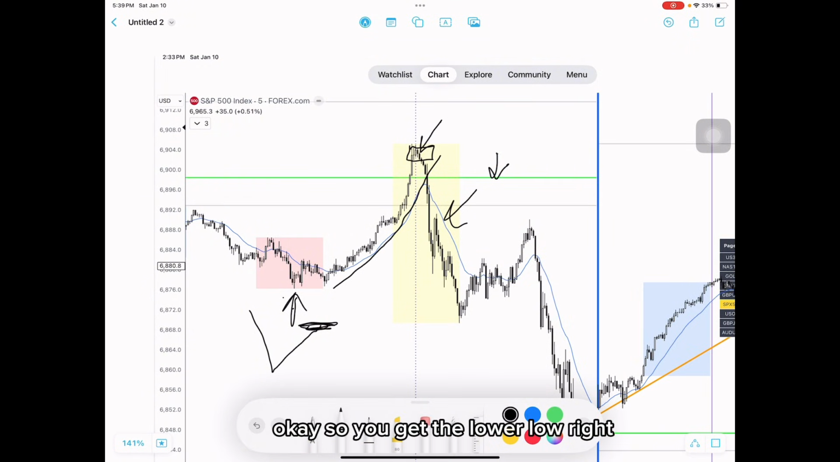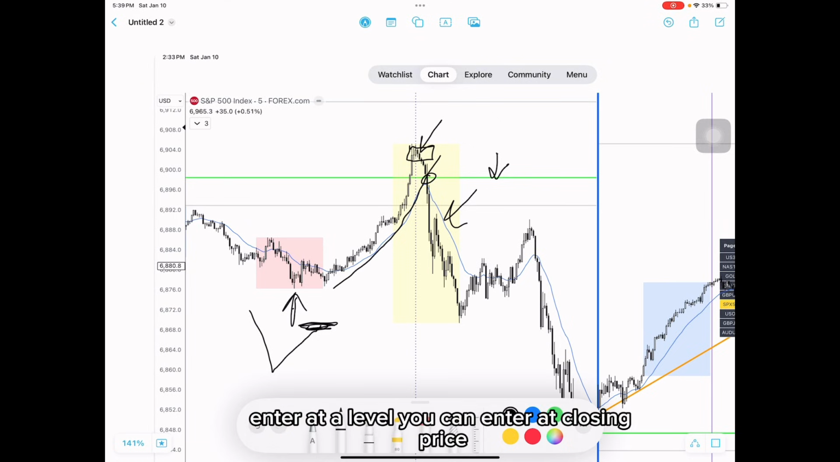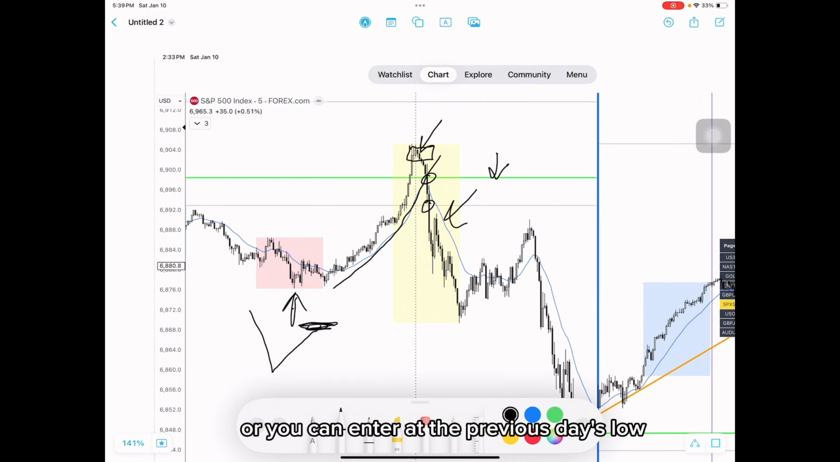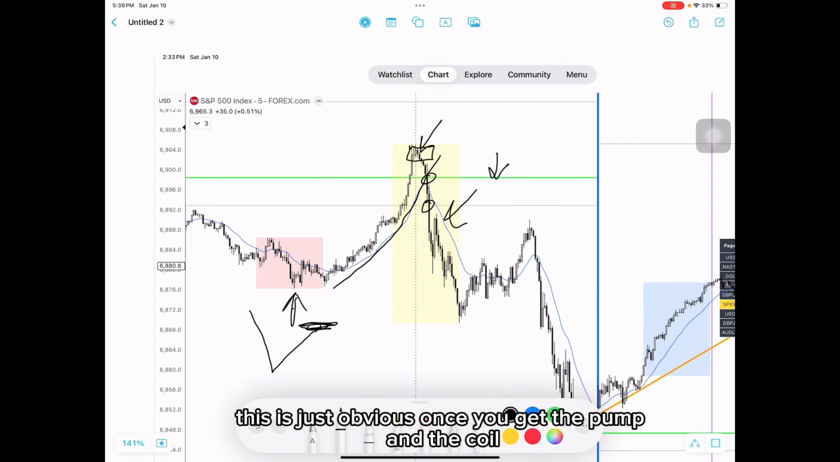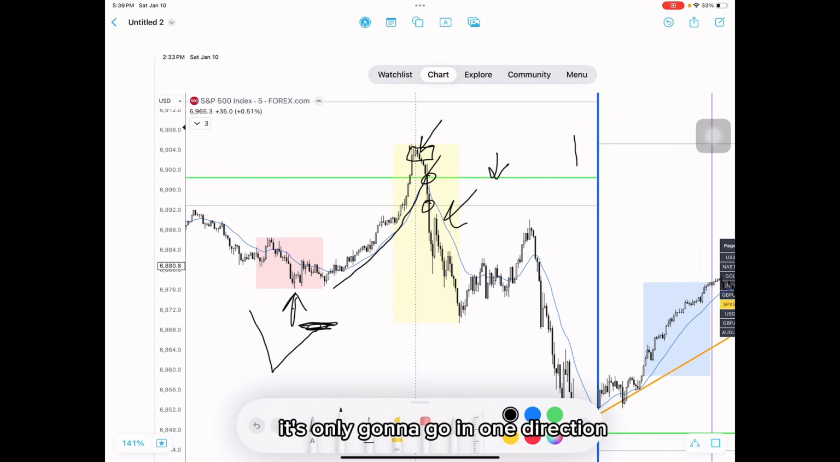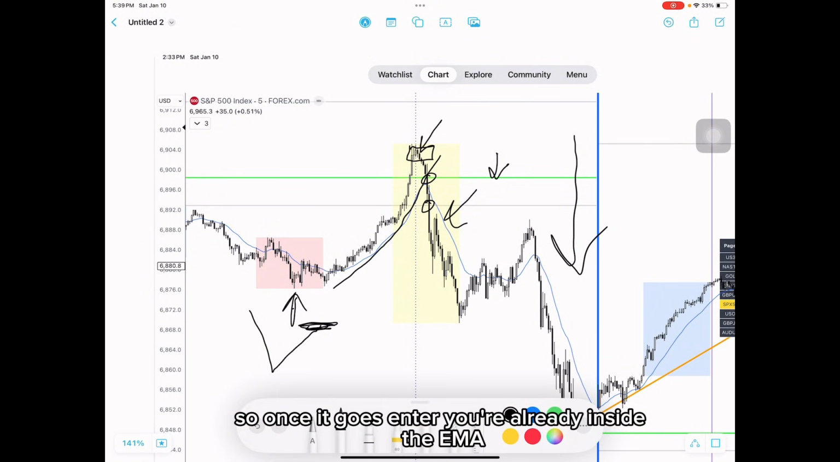So you get the lower low, right, for London. You get the pump. It's coiling now. Enter at a level. You can enter at closing price or you can enter at the previous day's low. But this is obvious, guys. This is just obvious. Once you get the pump and the coil, it's only going to go in one direction. So once it goes, enter.